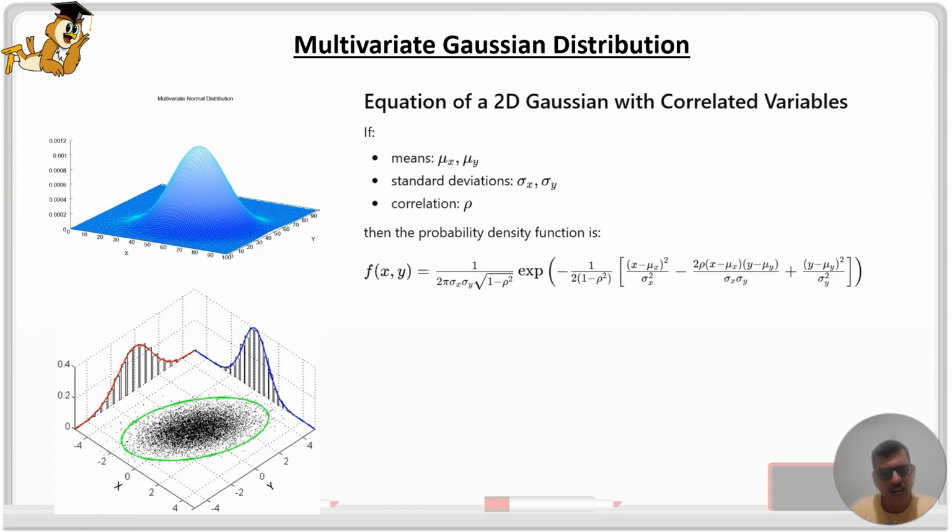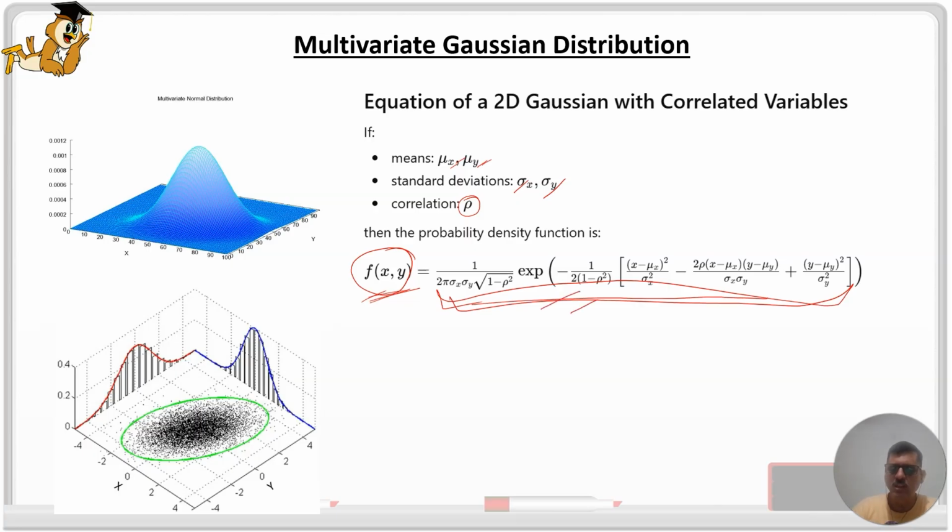In 2 dimensions and in more dimensions, you can define the probability density function of a multivariate Gaussian distribution. In 2 dimensions, this is the equation. The means for the 2 variables, I have used the 2 variables x and y over here, are mu x and mu y. Standard deviations are sigma x and sigma y, and the correlation between the 2 variables is rho. And given those variables, this is the equation of a probability density function that is a multivariate Gaussian. Okay, so similarly you will have equations in more and more dimensions.